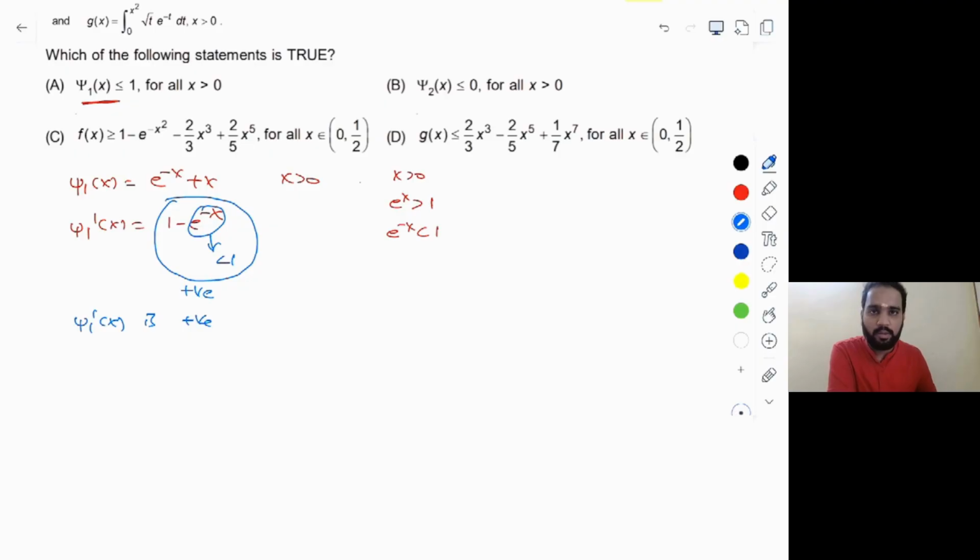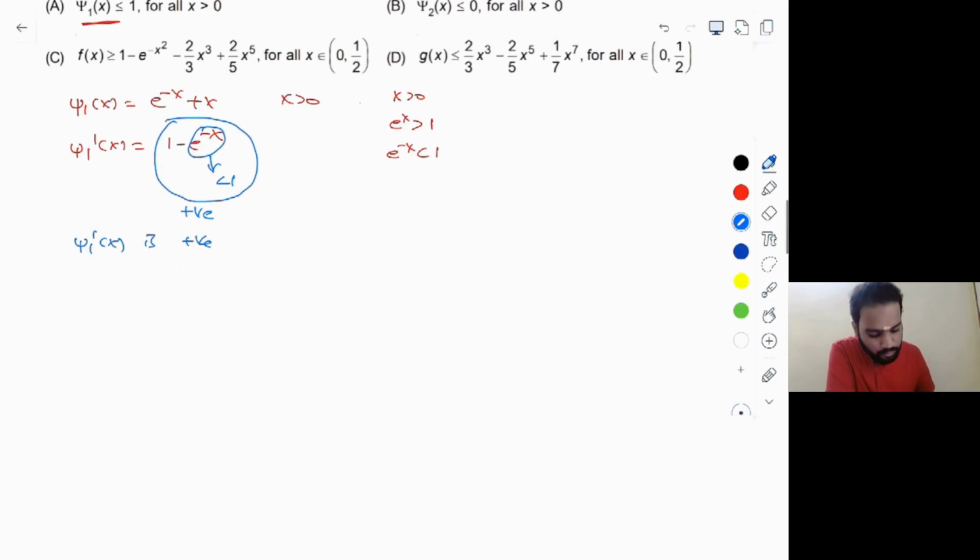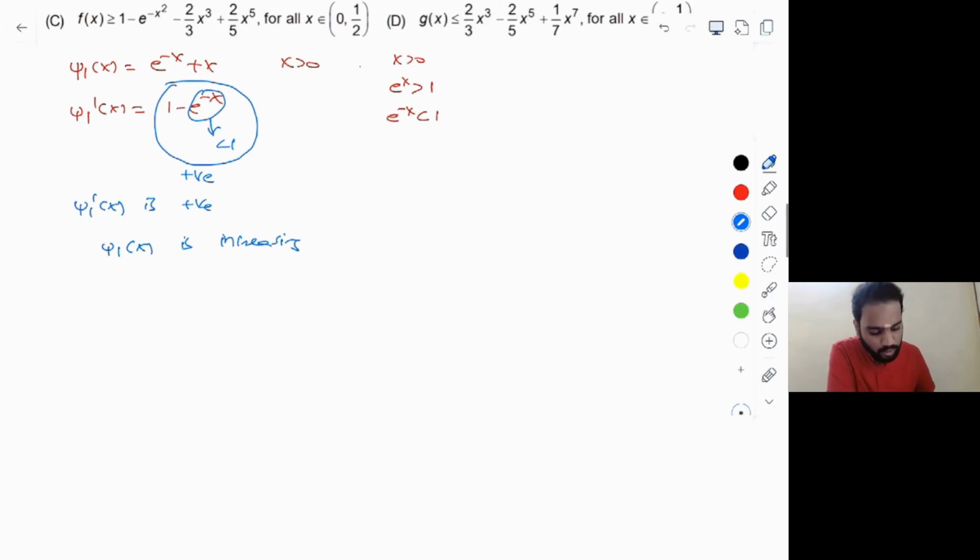If the derivative is positive, we know that the function is going to be an increasing function. So let's conclude psi1 of x is an increasing function. And then for increasing functions, when x is greater than 0, I can say that psi1 of x is greater than psi1 of 0. But already the psi1 of x function is there, so let's find out psi1 of 0. Psi1 of x greater than psi1 of 0 is nothing but e power minus 0 plus 0, but e power minus 0 is clearly 1. So finally what you're able to conclude is psi1 of x is greater than 1.